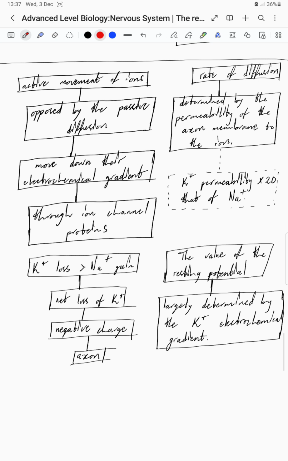So active movement of ions is opposed by passive diffusion. This is movement of ions down their concentration gradient through ion channel proteins. Now these are ion channels, not sodium potassium pumps. They are not pumps now. So there is a difference in the rate of diffusion.